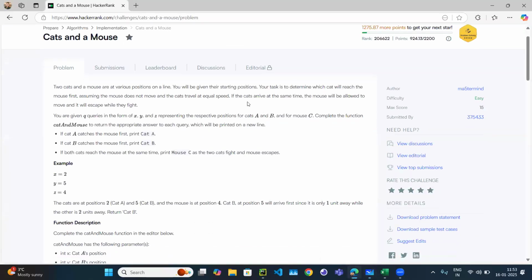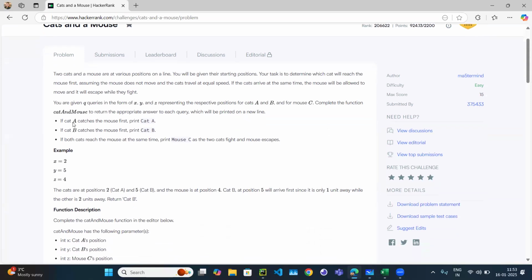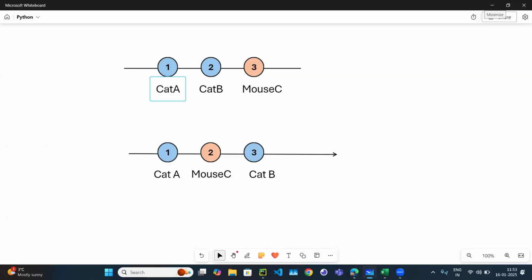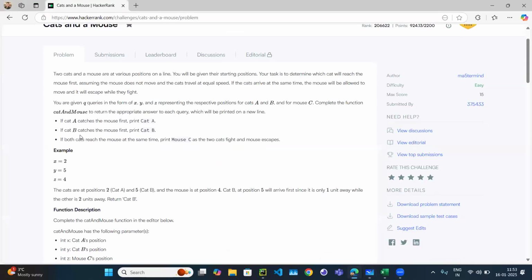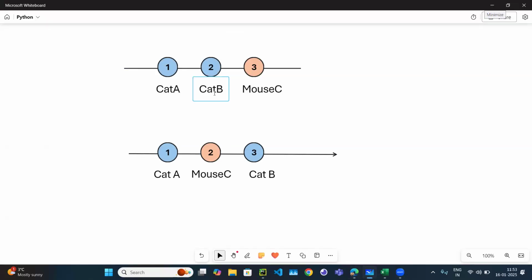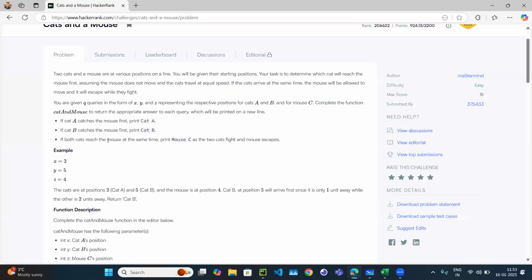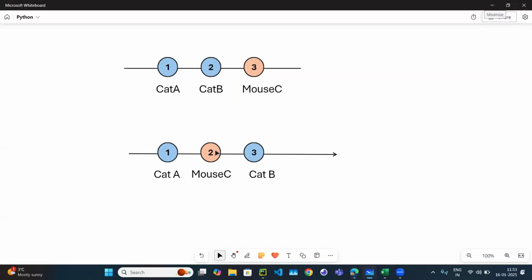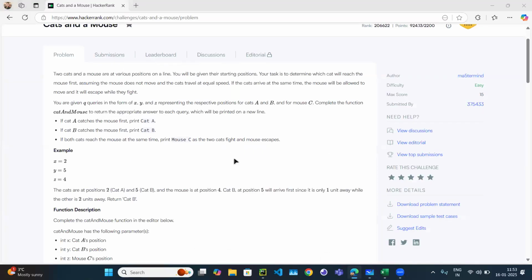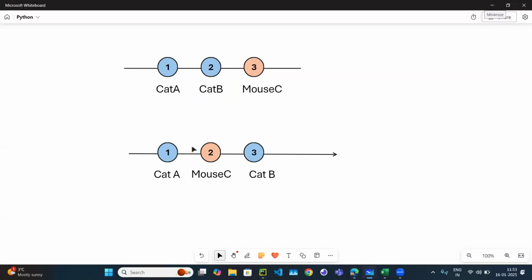But we need to tell which cat is going to arrive earlier. They have mentioned that if cat A catches the mouse first, then print cat A. If cat A reaches first, we need to return cat A. If cat B reaches the mouse first, we need to return cat B. Just a string we need to return. If both cats reach at the same time, what will happen? They are going to fight with each other, and in the meanwhile, mouse C will move. So we need to return mouse C. If the distance is the same, we need to return the same. This is a very easy category question.